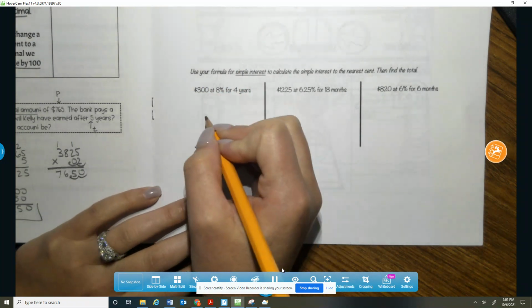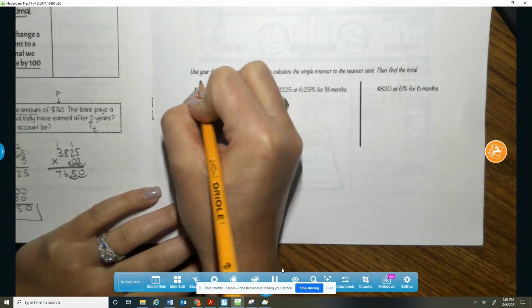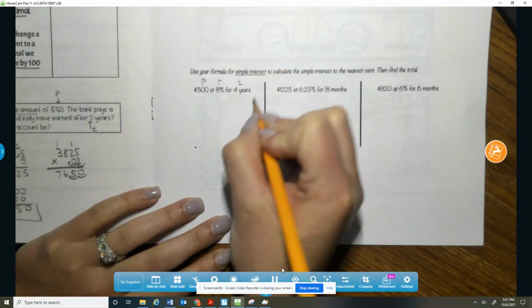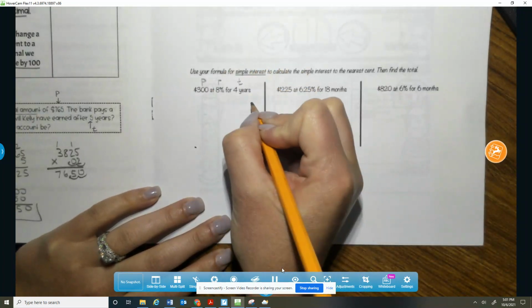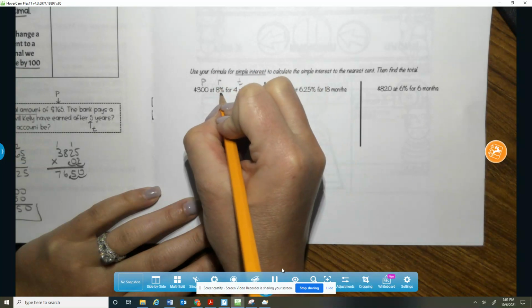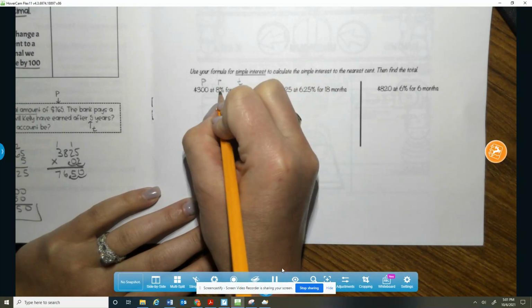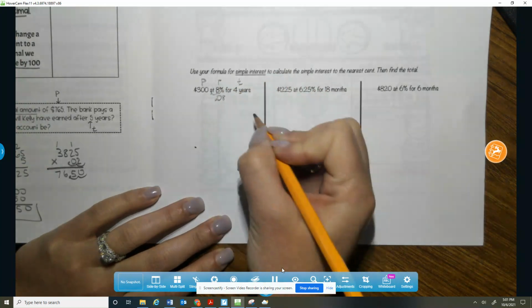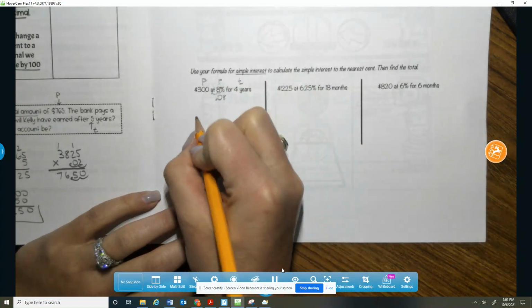So I'm going to go ahead and immediately label my numbers. I know that this is my principal, this is my rate, and this is my time. My time is in years, so I'm good there. I do need to change my percent to a decimal, so I'm going to go ahead and move my decimal 2 times to the left, so that's going to be 0.08. And now I am ready to plug these straight into my formula.